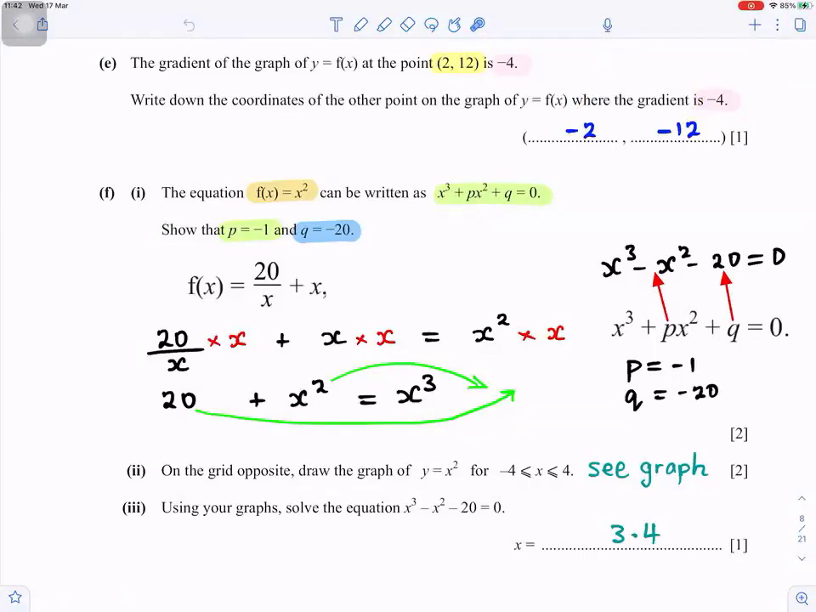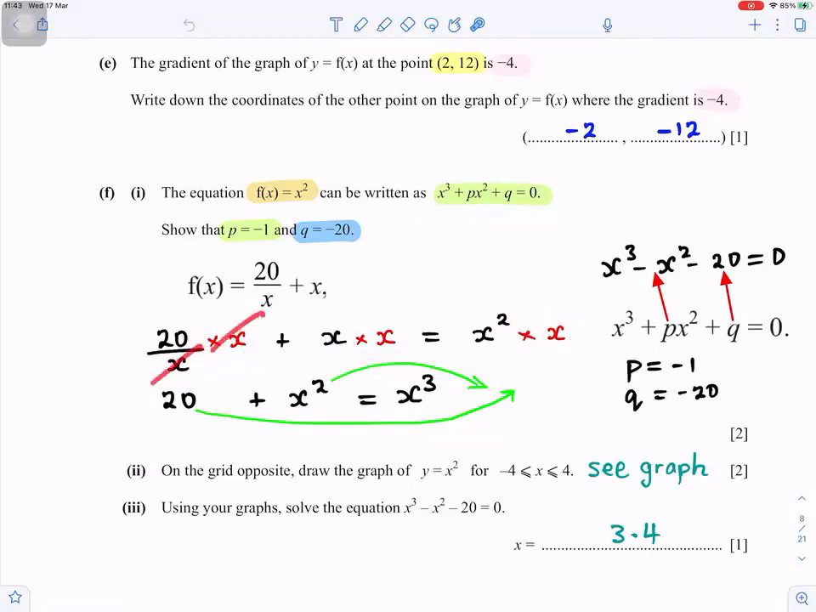Part F, the equation f of x equals x squared can be written x cubed plus px squared plus q equals 0. Show that p is equal to -1 and q is equal to -20. So we have the equation. We want to make it equal to x squared. So we write that equals x squared. Now we have x in the denominator. How do we remove the x in the denominator? We multiply by x, multiply by x, multiply by x.